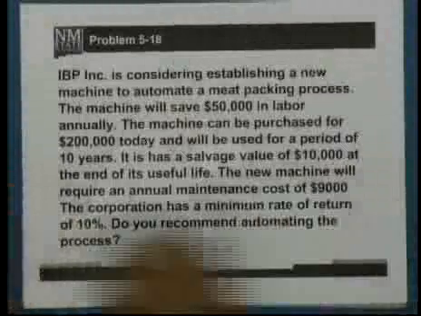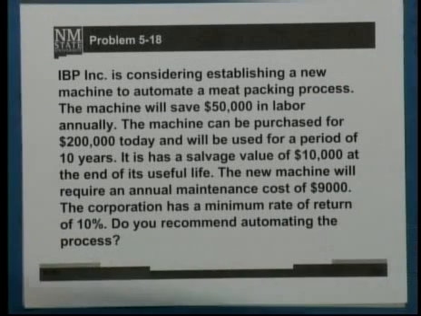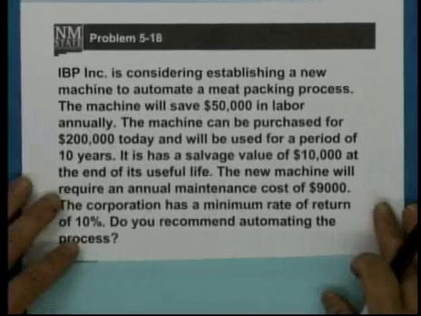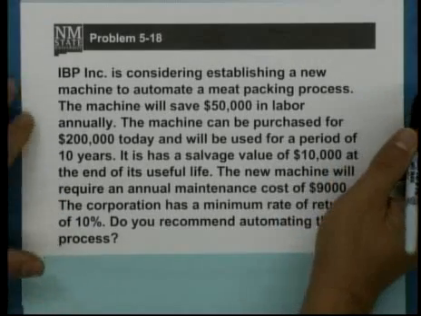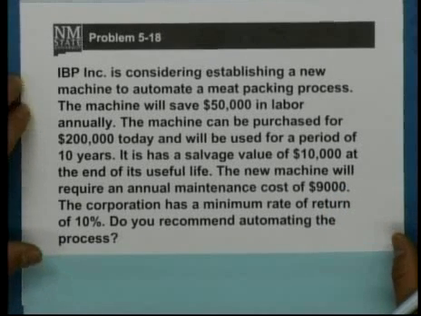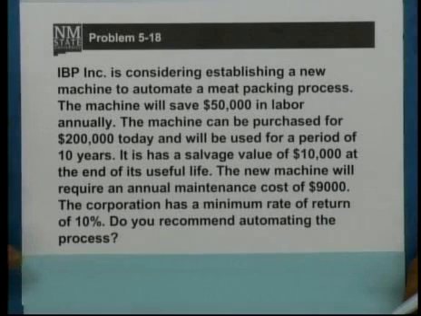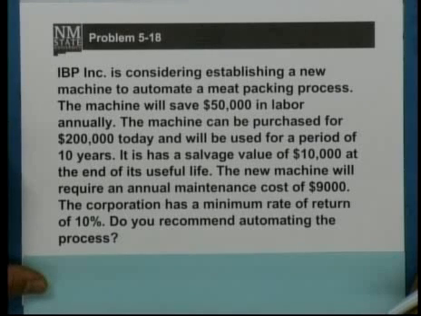Okay, so here's the first problem that we are going to solve for today from end of chapter 5, problem number 5-18. IBP Incorporation is considering establishing a new machine to automate a meat packing process. The machine will save $50,000 in labor annually. The machine can be purchased for $200,000 today and will be used for a period of 10 years.